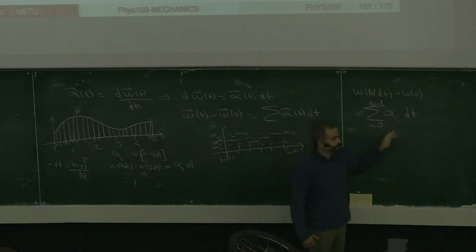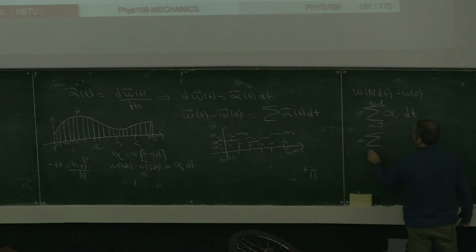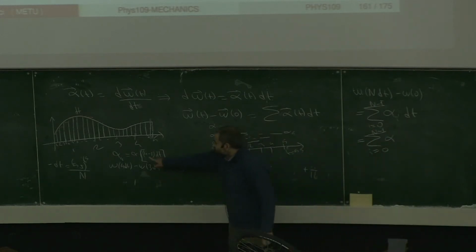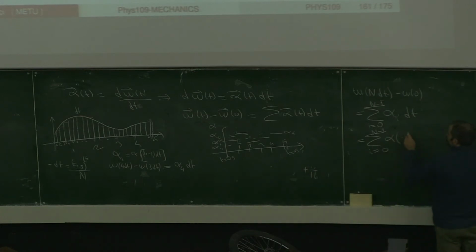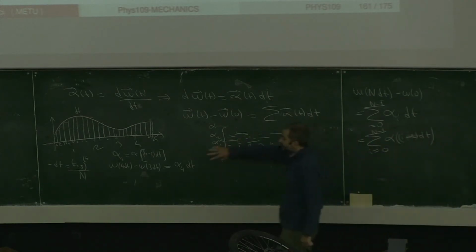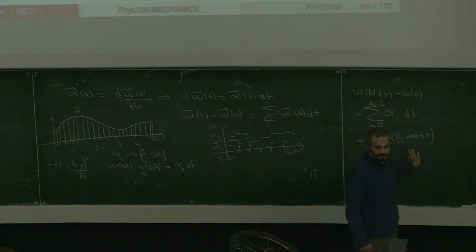So this is what I should write. This is equal to the sum for i equal to 0 up to n minus 1 of alpha i. Alpha i will be just like this: the constant acceleration. I assume that in the ith interval the acceleration is the acceleration at the time (i minus 1) dt. This is what my broken curve does. This is quite valid, though it is just an approximate number.